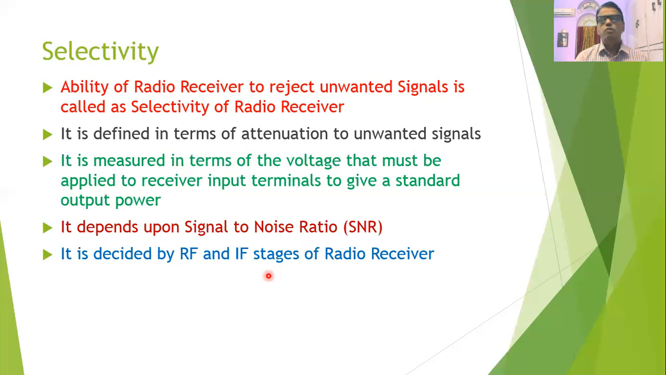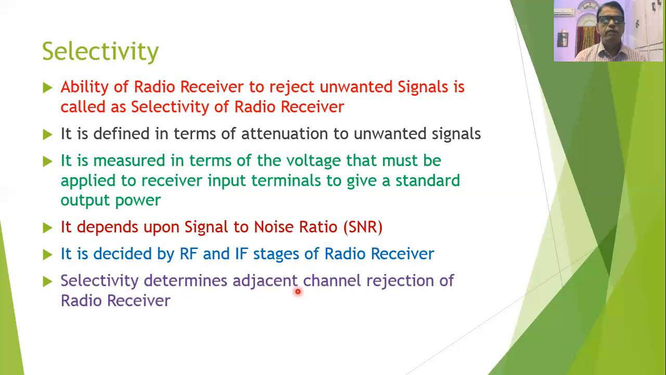Radio receiver consists of radio frequency stages and intermediate frequency stages. The design of the radio frequency stage and intermediate frequency stage will decide the selectivity of the radio receiver. Selectivity ultimately determines the adjacent channel rejection of the radio receiver. Whenever we have tuned our radio receiver to one particular station, there are certain adjacent channels, and these adjacent channels must be rejected by the radio receiver. Such rejection of the adjacent channels is determined by the selectivity of the radio receiver.